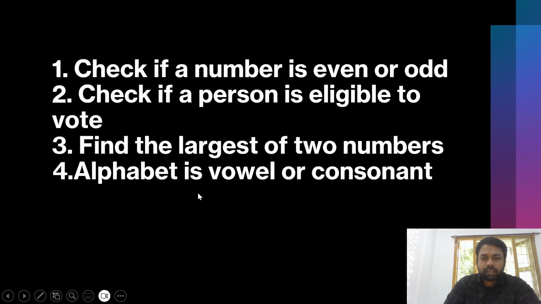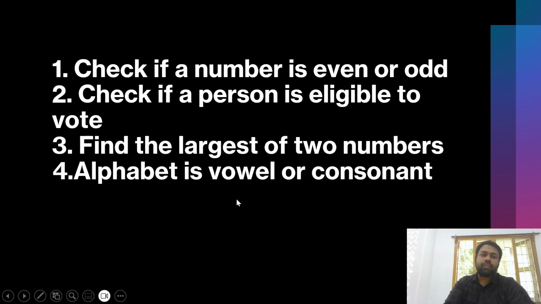Alphabet is vowel or consonant. Alphabet here means character, but instead of reading an integer number, I have to read a character here. So that is vowel or consonant. What is a vowel? A, E, I, O, U. If the entered character is A or E or I or O or U, any one of these, then it is said to be a vowel. Otherwise, it is said to be a consonant.